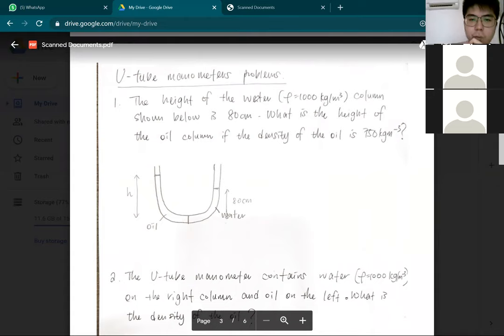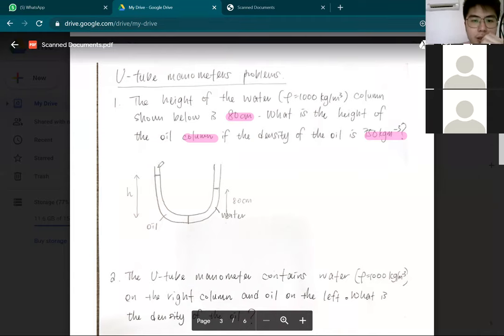The height of the water column shown below is 80 cm. What is the height of the oil column if the density of the oil is 750? Let's look at the diagram first. This diagram has two liquids. Just now, we only dealt with one type of liquid, just mercury. But this one, you have water and oil in a U-tube manometer.